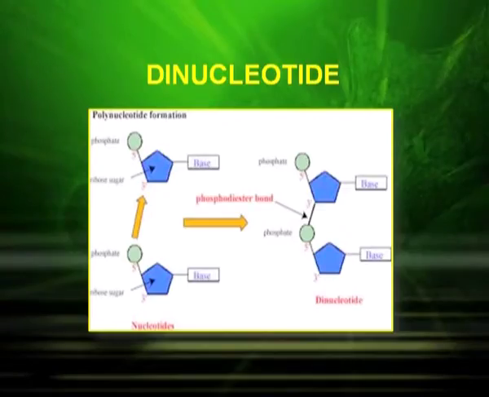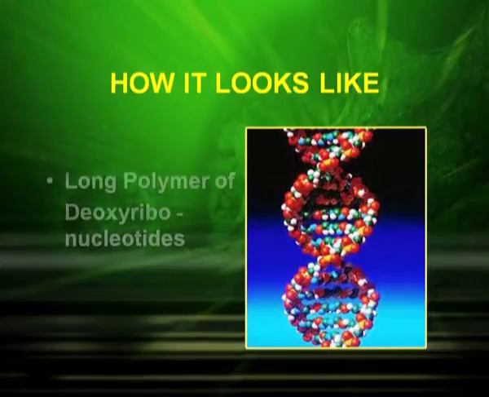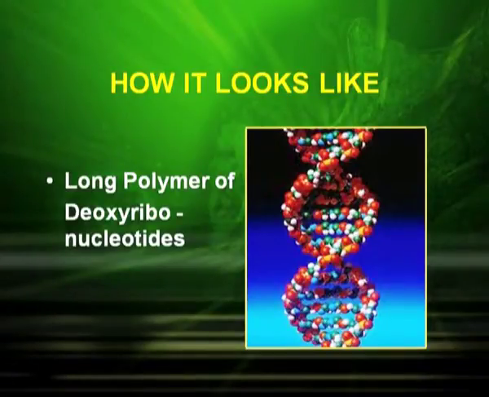Now, let us have a look at how the polynucleotide looks. This is a very simple model which you can also make, which shows the clear anti-parallel character of DNA, from 5' to 3' and from 3' to 5'. Let us see how the DNA molecule looks. It is a long polymer of deoxyribose nucleotides.